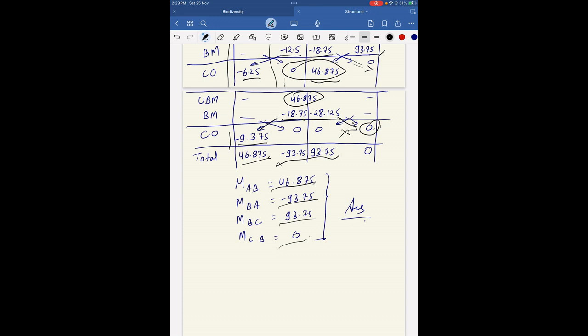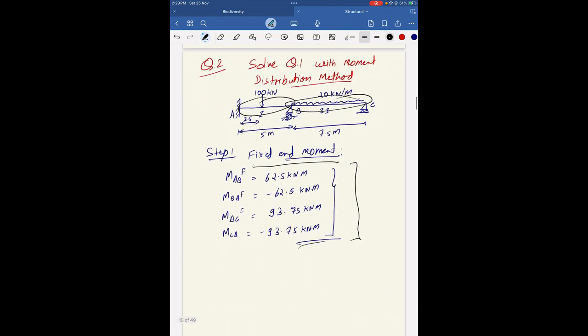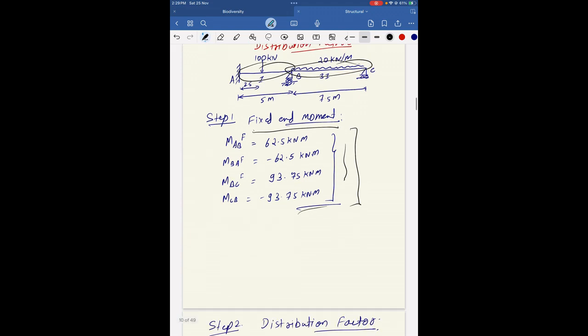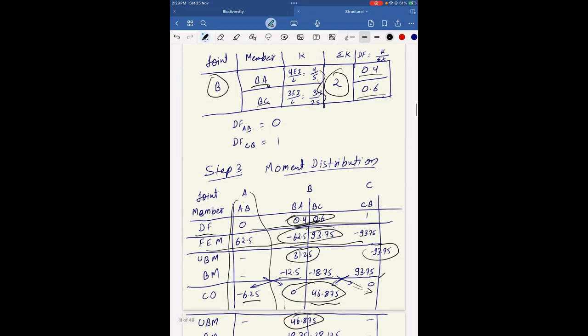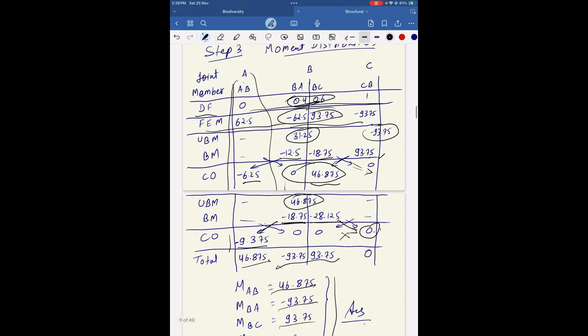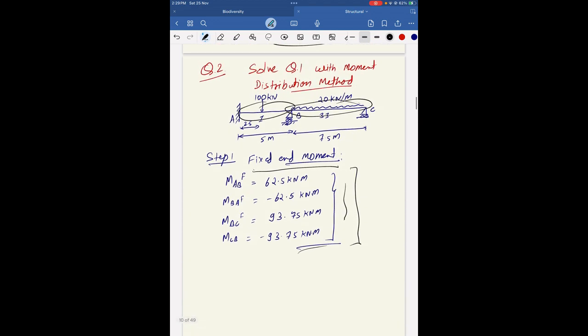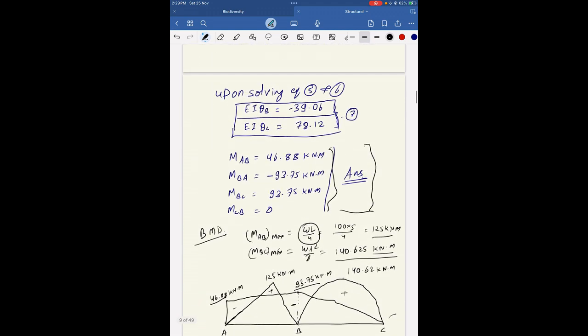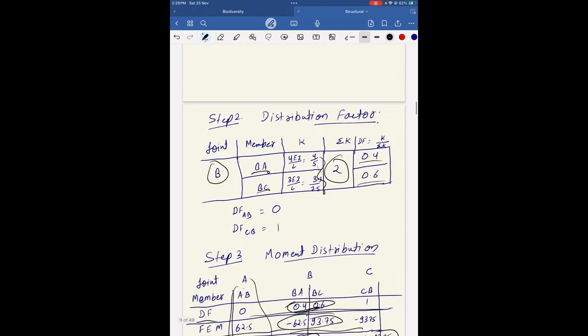So in this method also we get the same moments, that is 46, 93, 93 and 0, and through the slope deflection method also we got the same moments. Sorry, here the answer is somewhat different. No, this is the fixed-end moment. Here the moment comes out to be the same, 46, 93, 99.